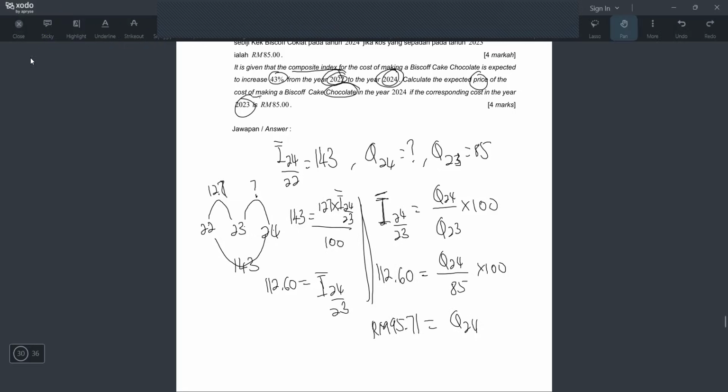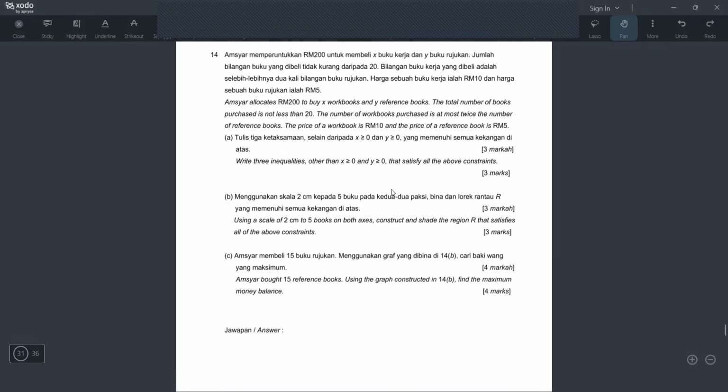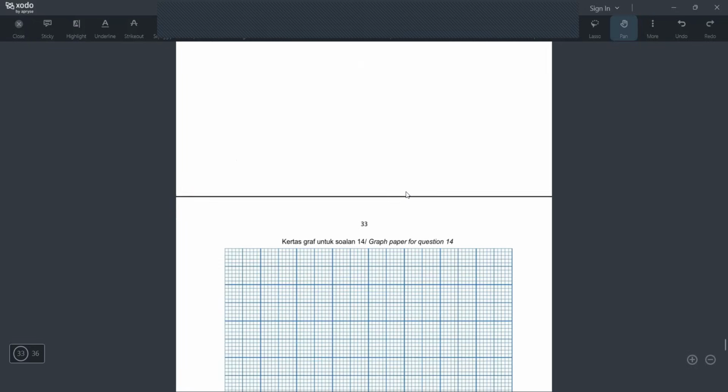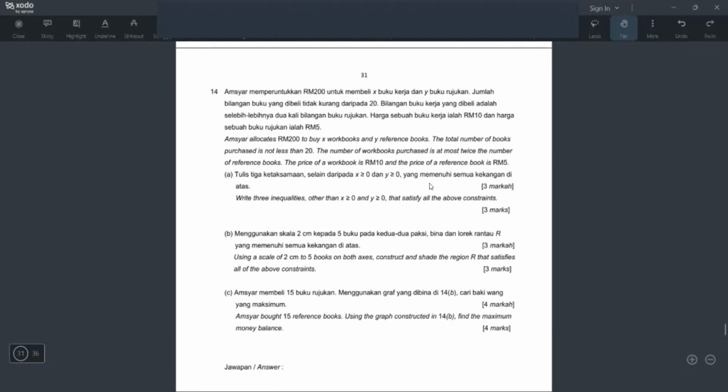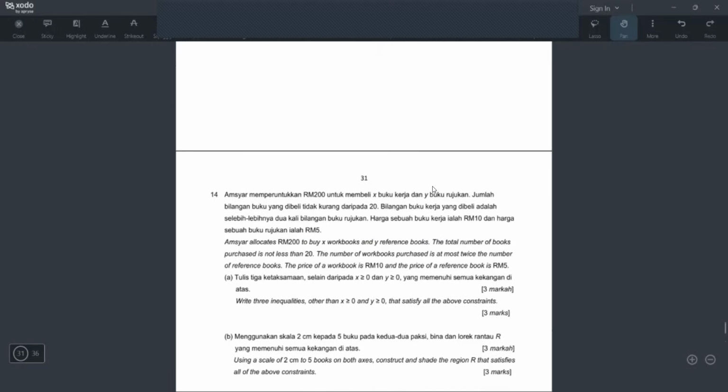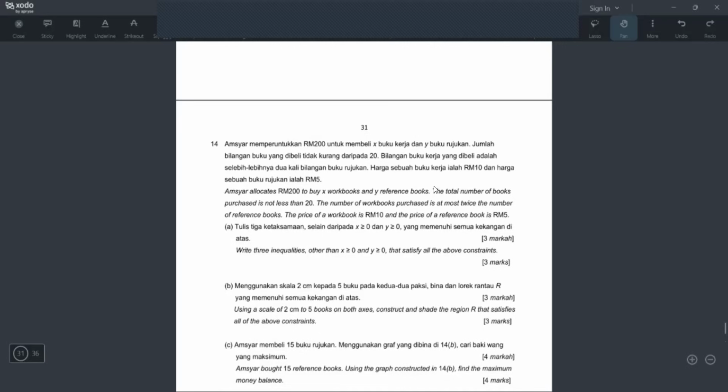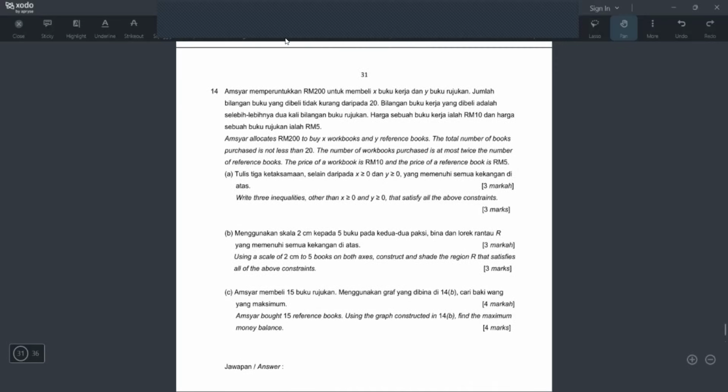All right. Okay, finally, we are at the last question. 15 I won't do. 15 is the kinematics, right? So 14 is the last question, and then we are done. So this is the linear programming, and it's worth 10 marks also. Okay, where should I do the working? Okay, I'll just do here.